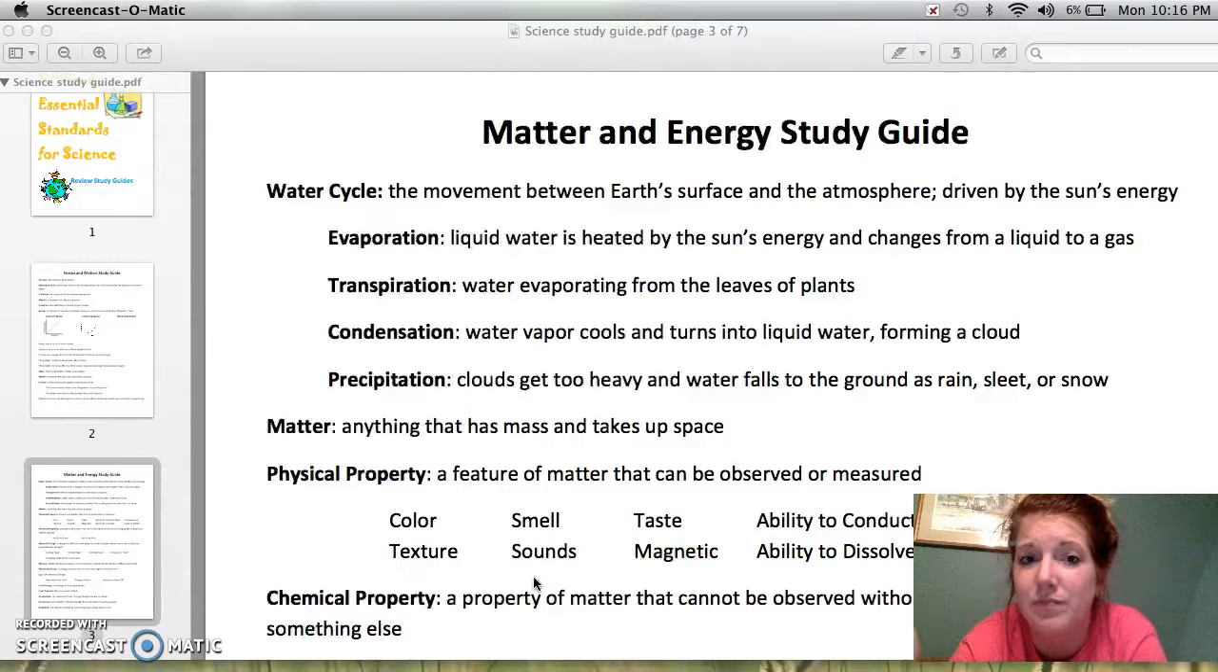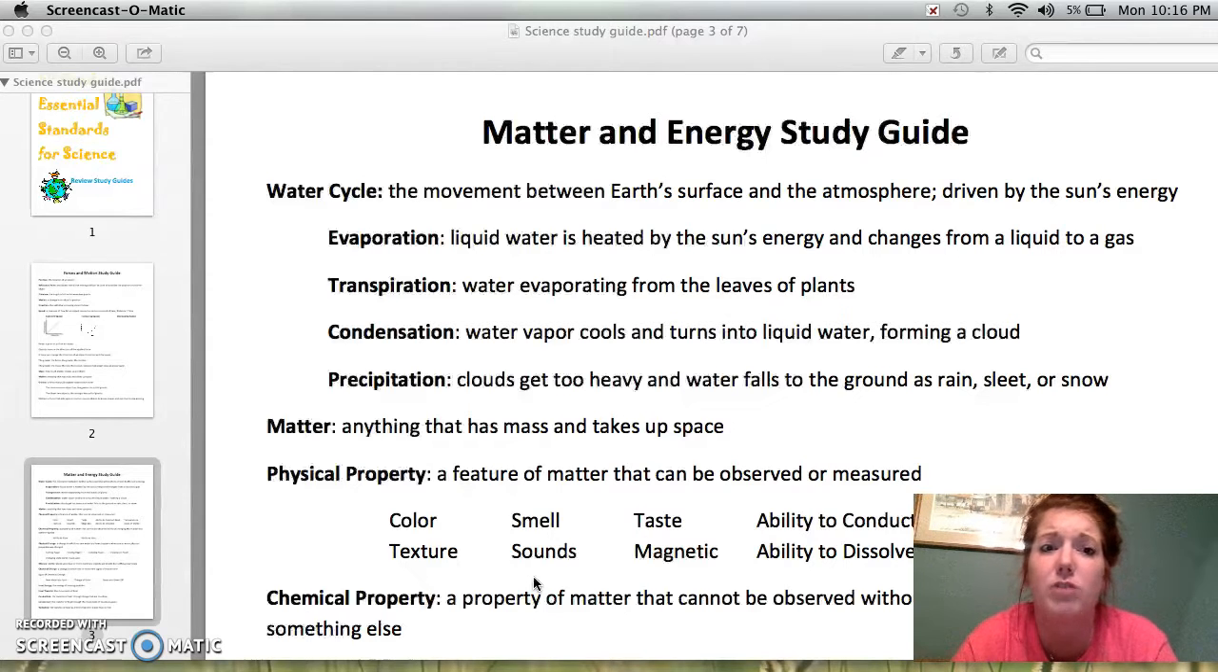That's condensation. And then precipitation, when clouds get heavy and the water falls to the ground. That precipitation that falls back to Earth's ground is going to be rain, sleet, snow, hail, or freezing rain even. That's all precipitation, and it's all going back into that piece of the water cycle.